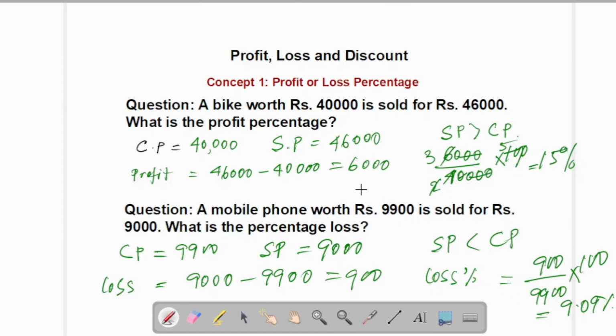Hope you understand this concept. Clear? Shall I go to the next concept? Okay, so let's go into the next concept.